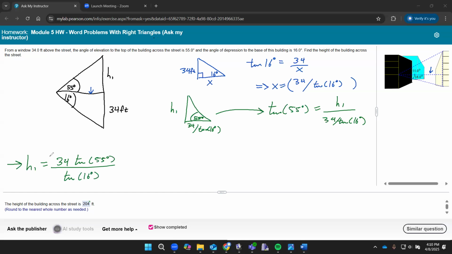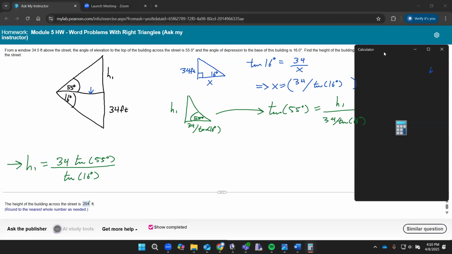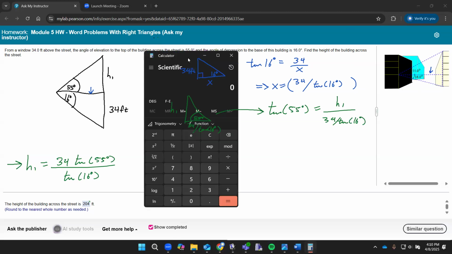Now remember, when we get this, we're going to have to add it to 34 because it's only going to give us part of the answer, not the total answer. For this, I have to use a calculator. These aren't angles that I personally have memorized, so I need to do that. I also need to be sure I'm in degree mode in whatever calculator I choose to use. And I'm going to times that by 34 and then divide by tangent 16. So I think this height is like 169 feet.